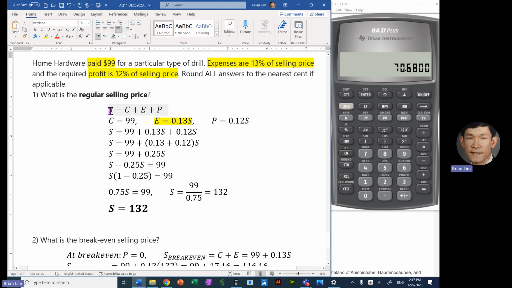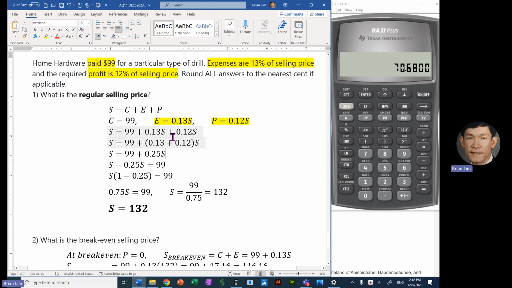Now we know that selling price is equal to cost plus expenses plus profit. So the cost is $99, correct? So there it is, cost is $99. Expenses are 13% of the selling price, so that'd be 0.13S, and the profit is 12% of the selling price. So there we are. That would be the profit, 0.12S.